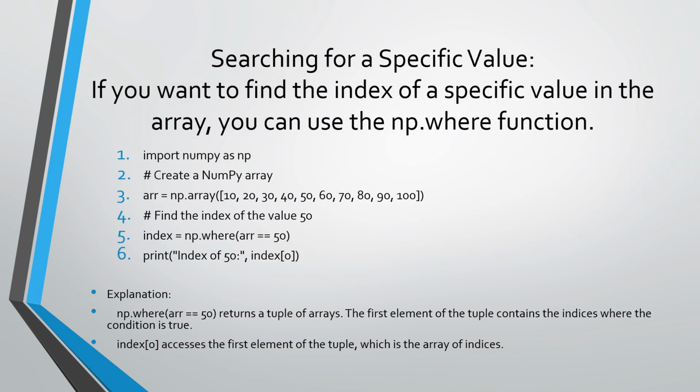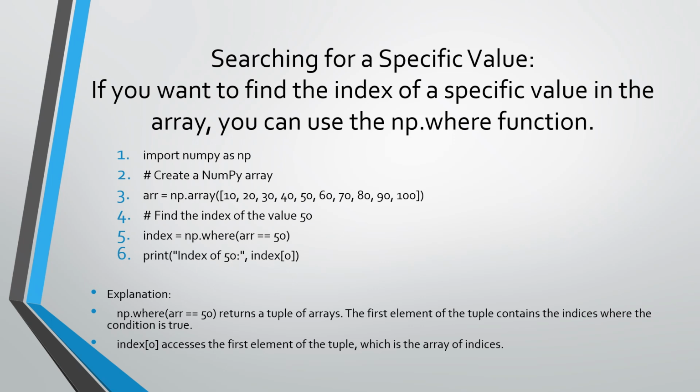The next function is np.where. It is used to find an element, find the index of a specific value in the array. We can use the array variable to mention a particular element to be searched. So first we have created an array, then we are trying to find the index of the value 50. So in the where function we have said array is equal to 50.